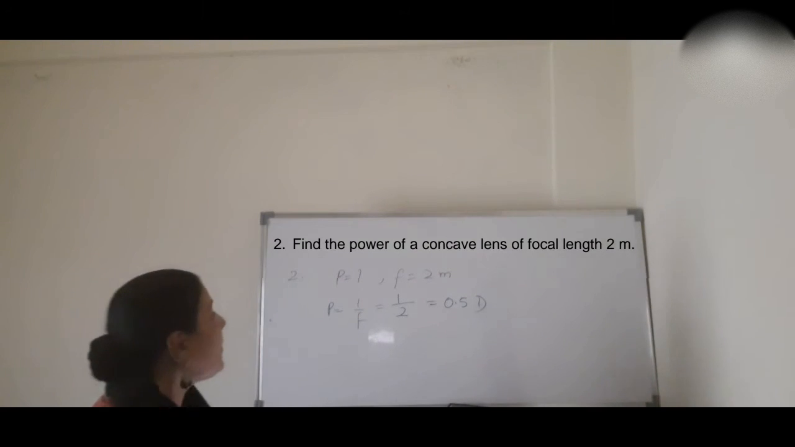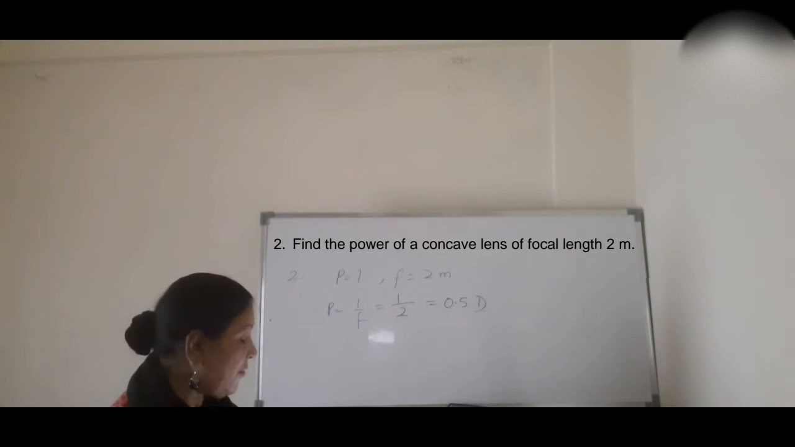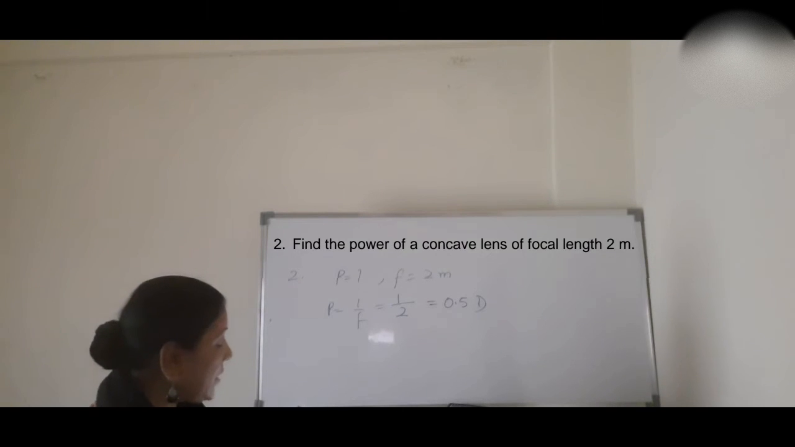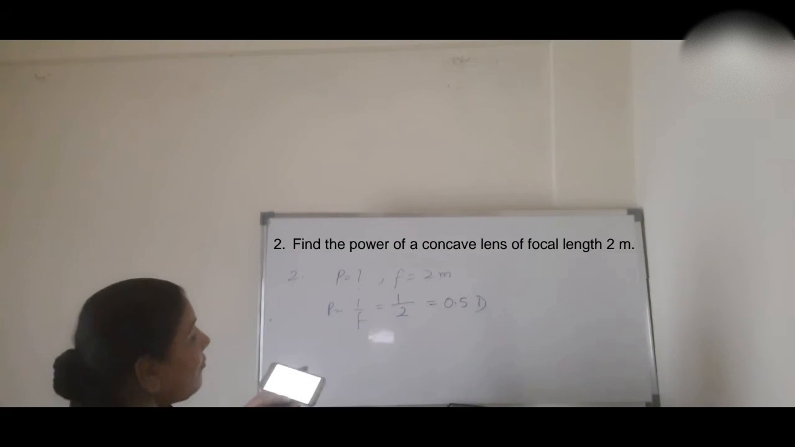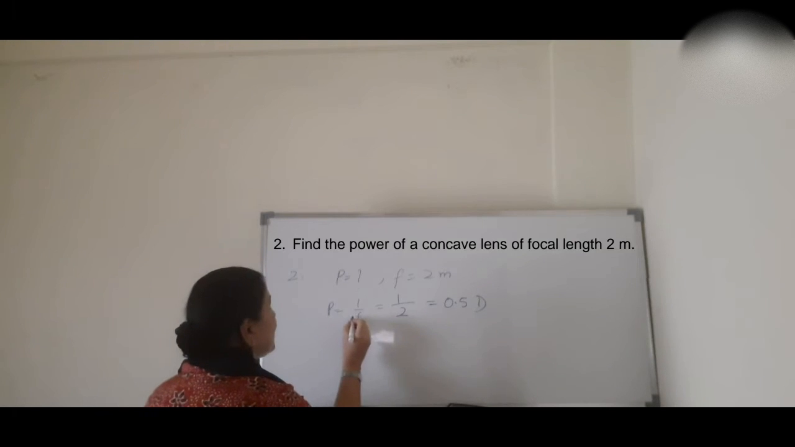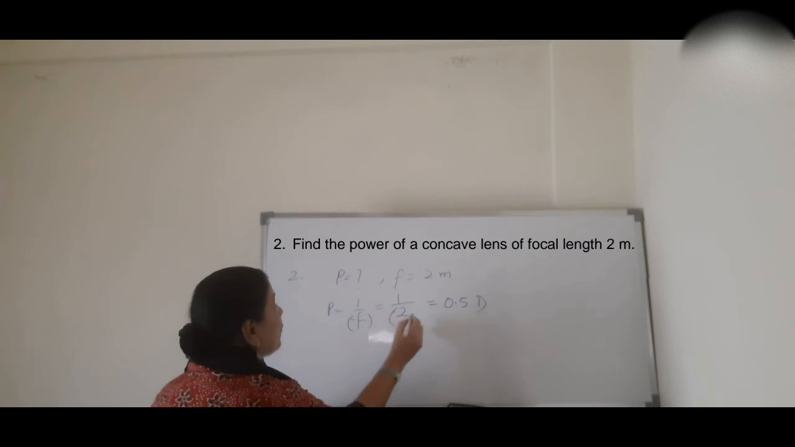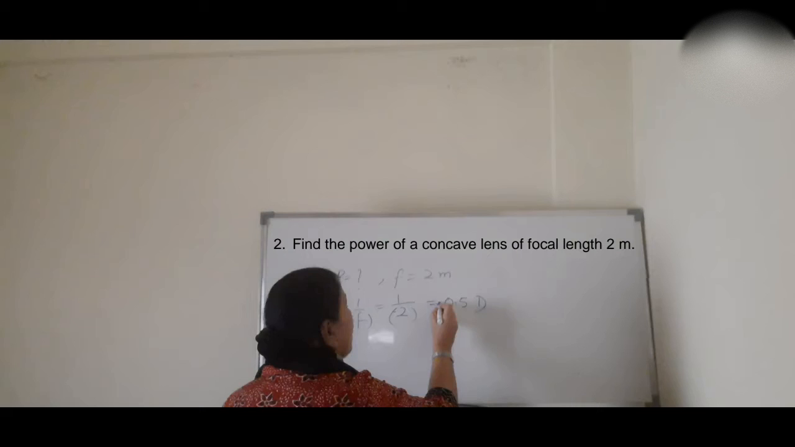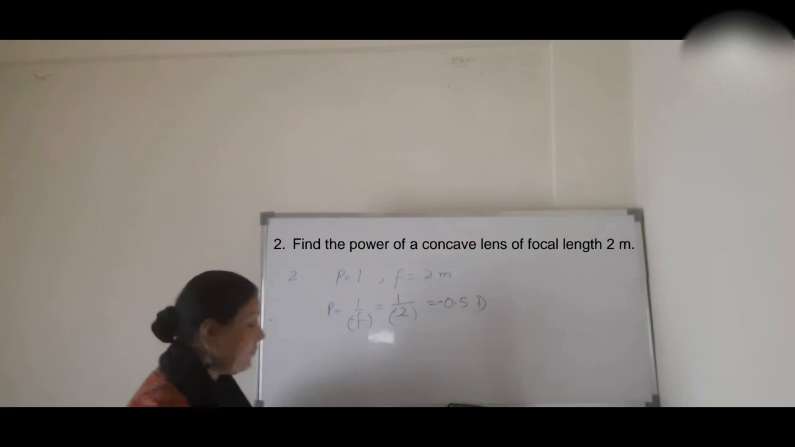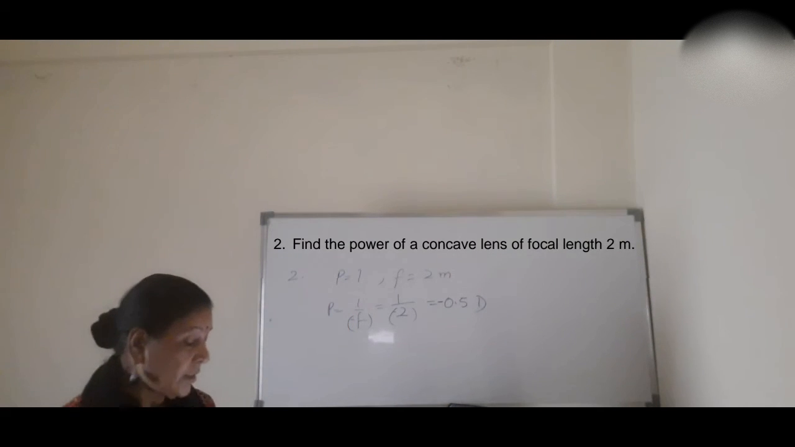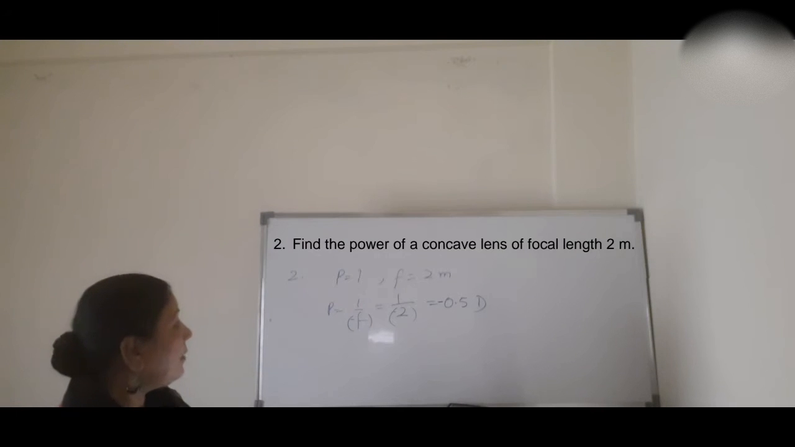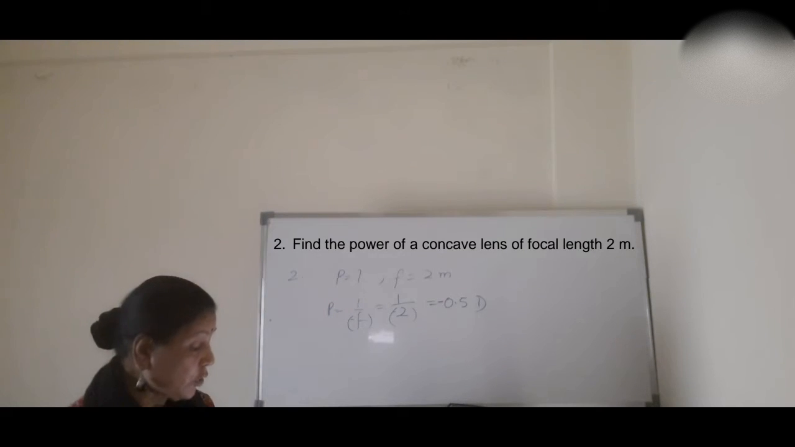So what is the power of the lens? The question: find the power of a concave lens of focal length 2 meter. So it is 1 upon F, and F for a concave lens is always negative. So 1 upon minus 2, which is minus 0.5 D. That is the solution for question 2.